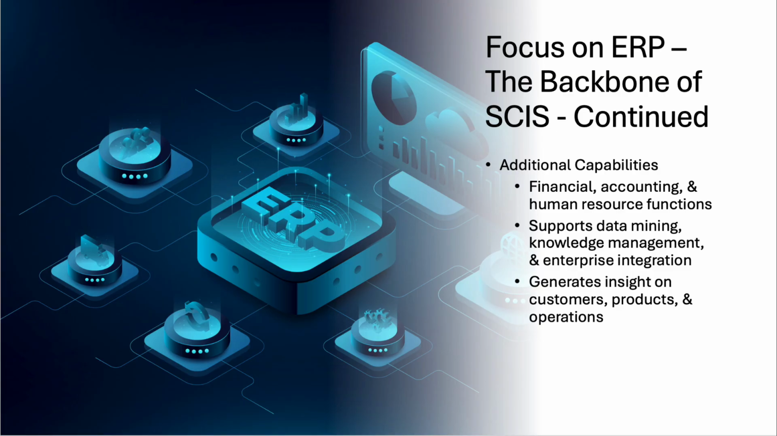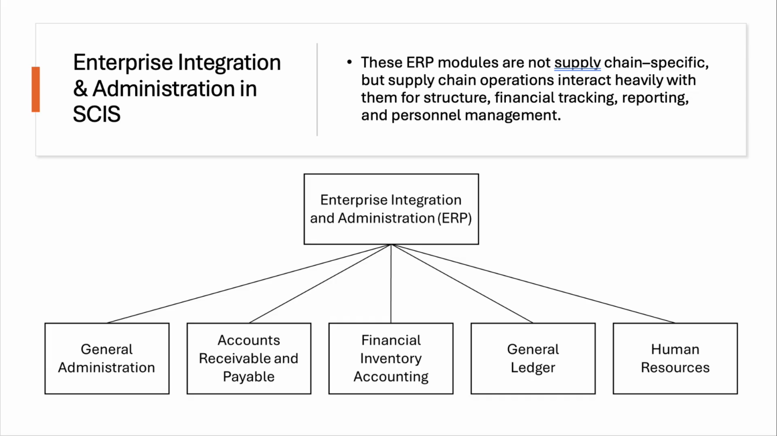Because ERP connects supply chain activity with the rest of the business, we need to examine some administrative and financial modules that may not look supply chain specific, but are still very important. Some ERP modules are not supply chain specific, but supply chain operations interact heavily with them. For example, supply chain managers may not directly manage accounting or human resources, but their operations generate financial transactions and require personnel decisions. Supply chain activities must fit within the company's information framework, reporting structure, accounting rules, and organizational design.